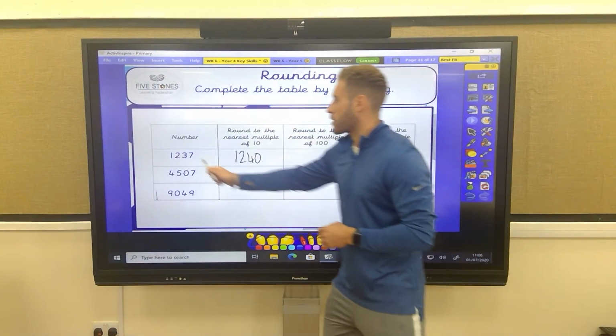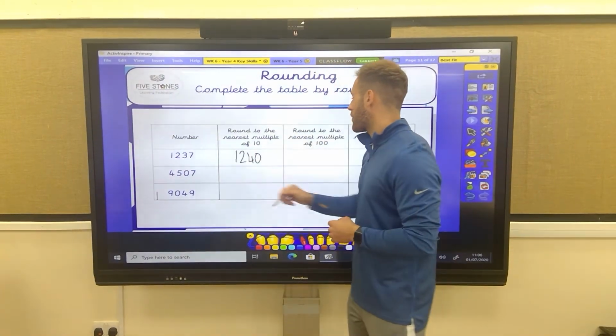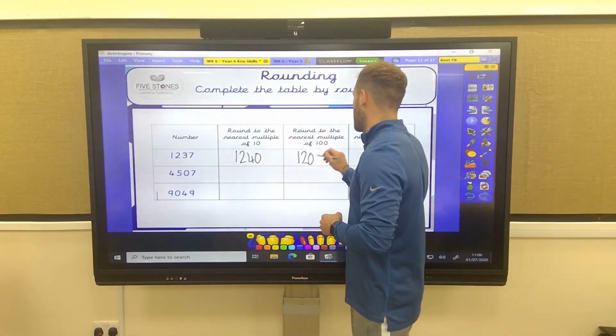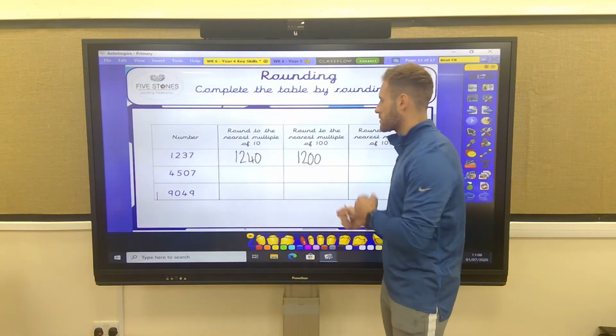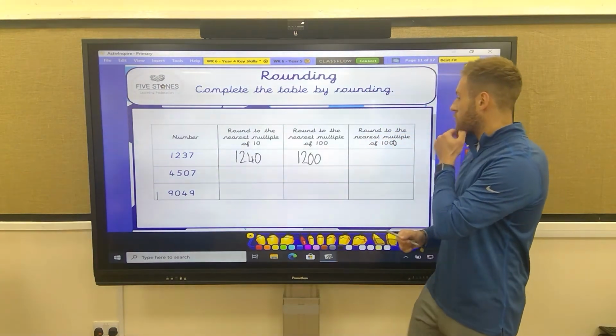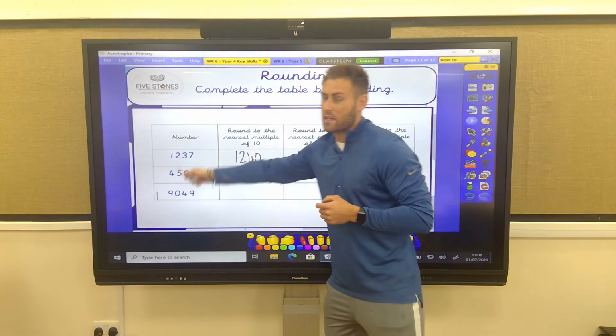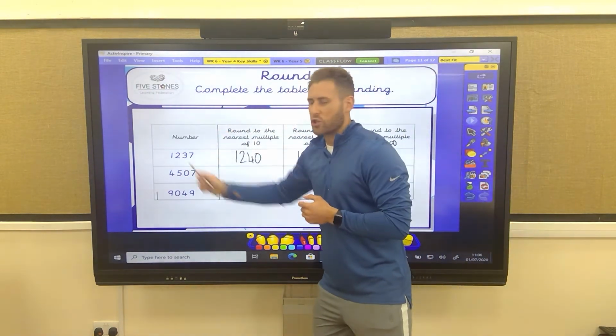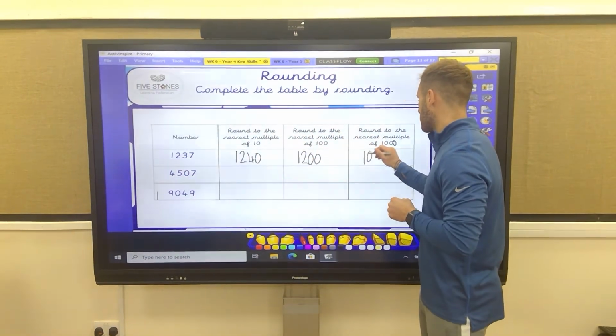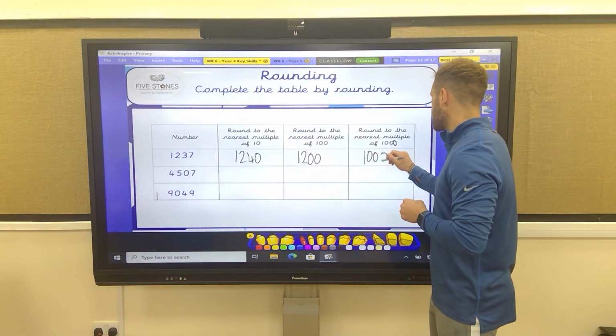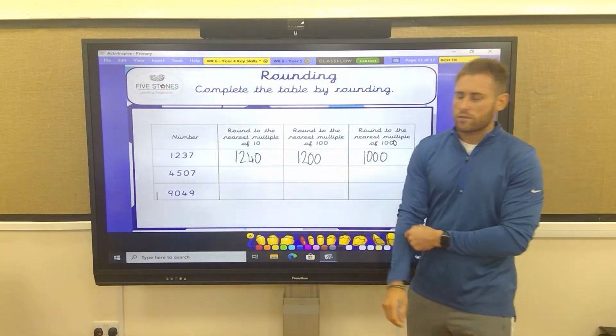Nearest multiple of 100, we're currently at 1,200. The 30 tells us we are certainly closer to 1,200 and not 1,300. Round to the nearest multiple of 1,000, we're currently at 1,000. The next multiple would be 2,000, but the 200 tells us we are closest to 1,000. So give yourself a nice tick if you manage to solve those.